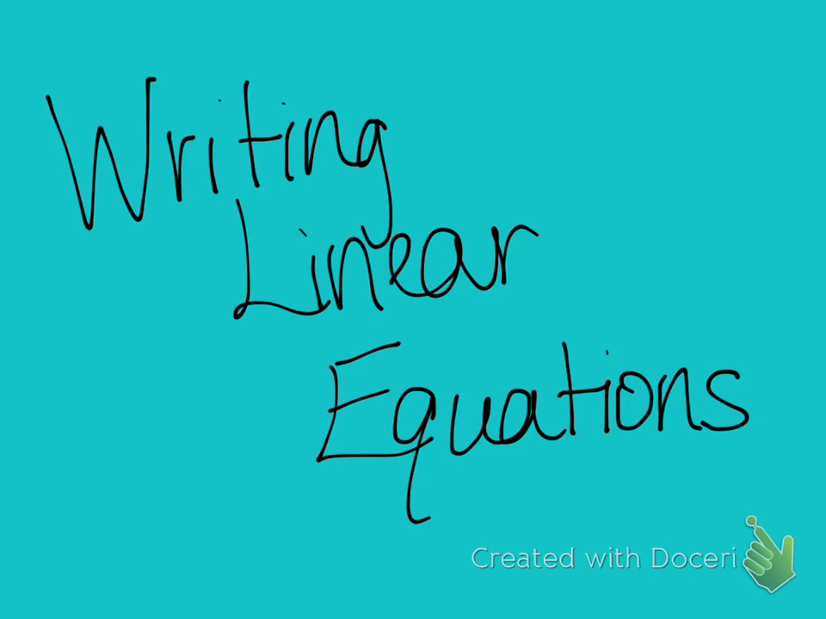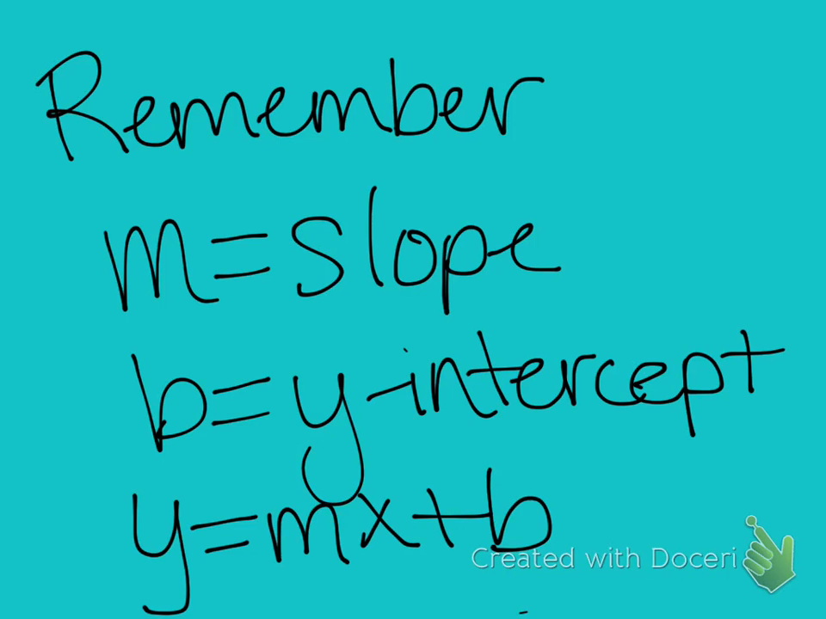Writing linear equations. First thing that we need to remember is that m represents our slope, b is our y-intercept, and our go-to formula is y equals mx plus b.